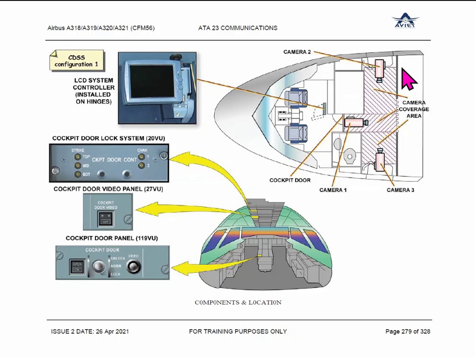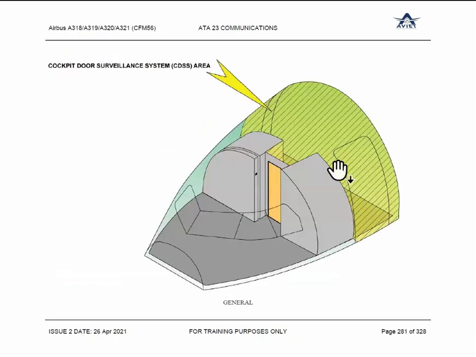Right. So when cabin crew wants to get access, they will first put the code, the pilot will see, and then they will allow or not allow. Right. So this is a surveillance area, and the camera is located here at this corner. Right, sir?